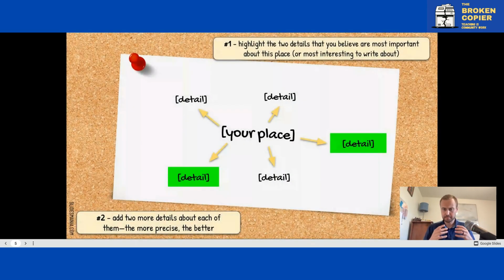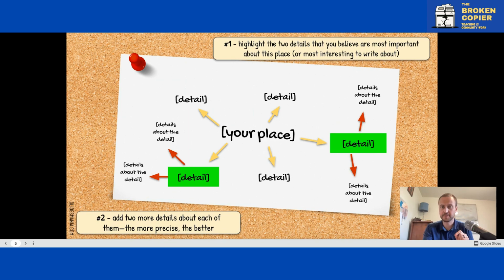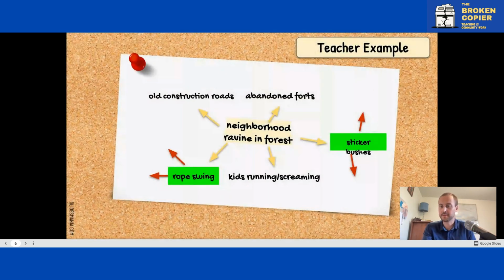And then to go one step further, they highlight or circle 2 details that they find incredibly important and add more about them. So they add 2 things about each of these details. I model this again. I think the modeling is really important throughout this lesson and really throughout any lesson, any course.